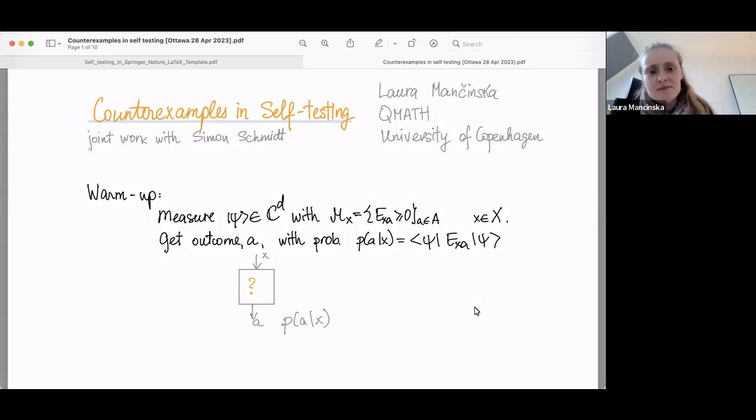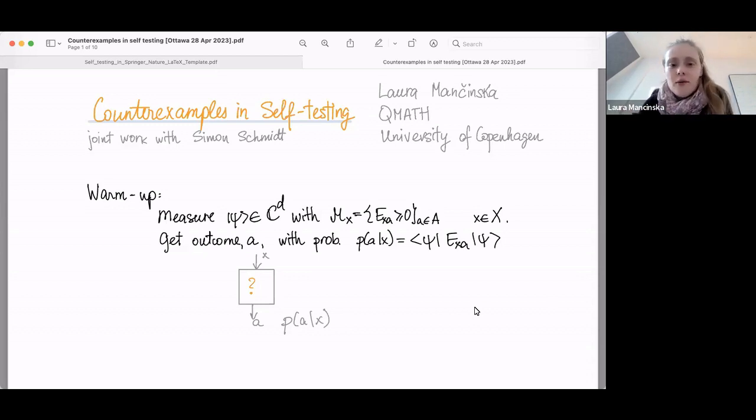It's my pleasure to get the chance to talk to you about self-testing. This is a topic that I've recently been working quite a bit on together with several people here at the University of Copenhagen. So let me first try to convey this general idea of self-testing. And please feel free to stop me at any point and ask questions. I prefer that over you waiting till the very end.